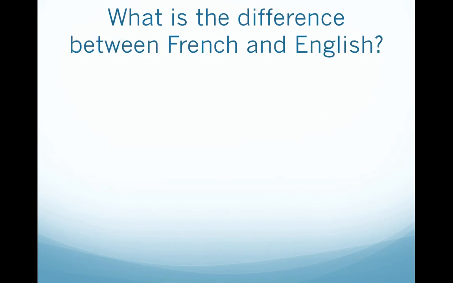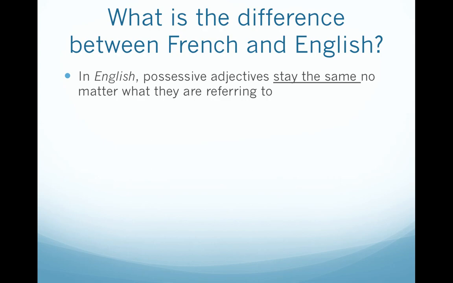What is the difference between French and English possessive adjectives other than the words themselves? There's one key difference that we have to remember to use the right possessive adjective. In English, possessive adjectives stay the same no matter what they're referring to. We don't have gender of our nouns in English, so it's always my book, my desk, my chair, my house. Always the same word, my.